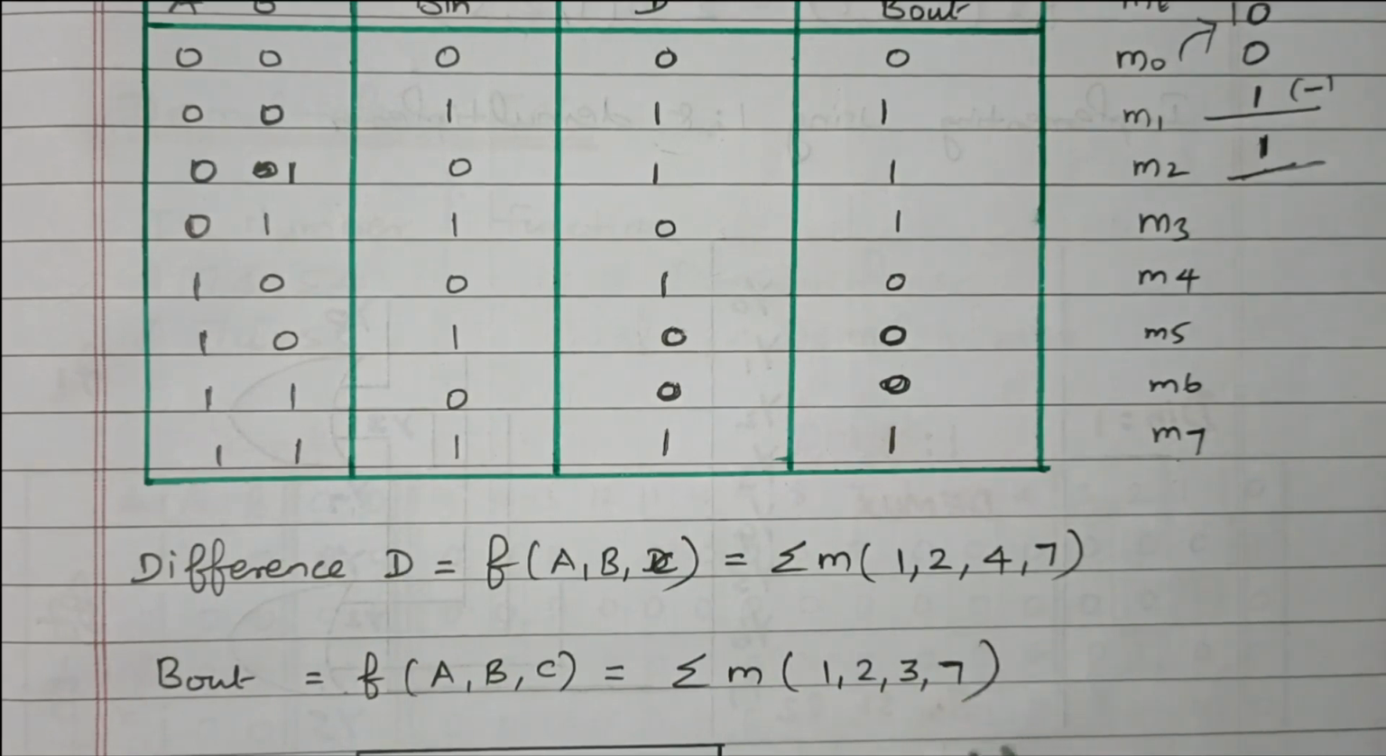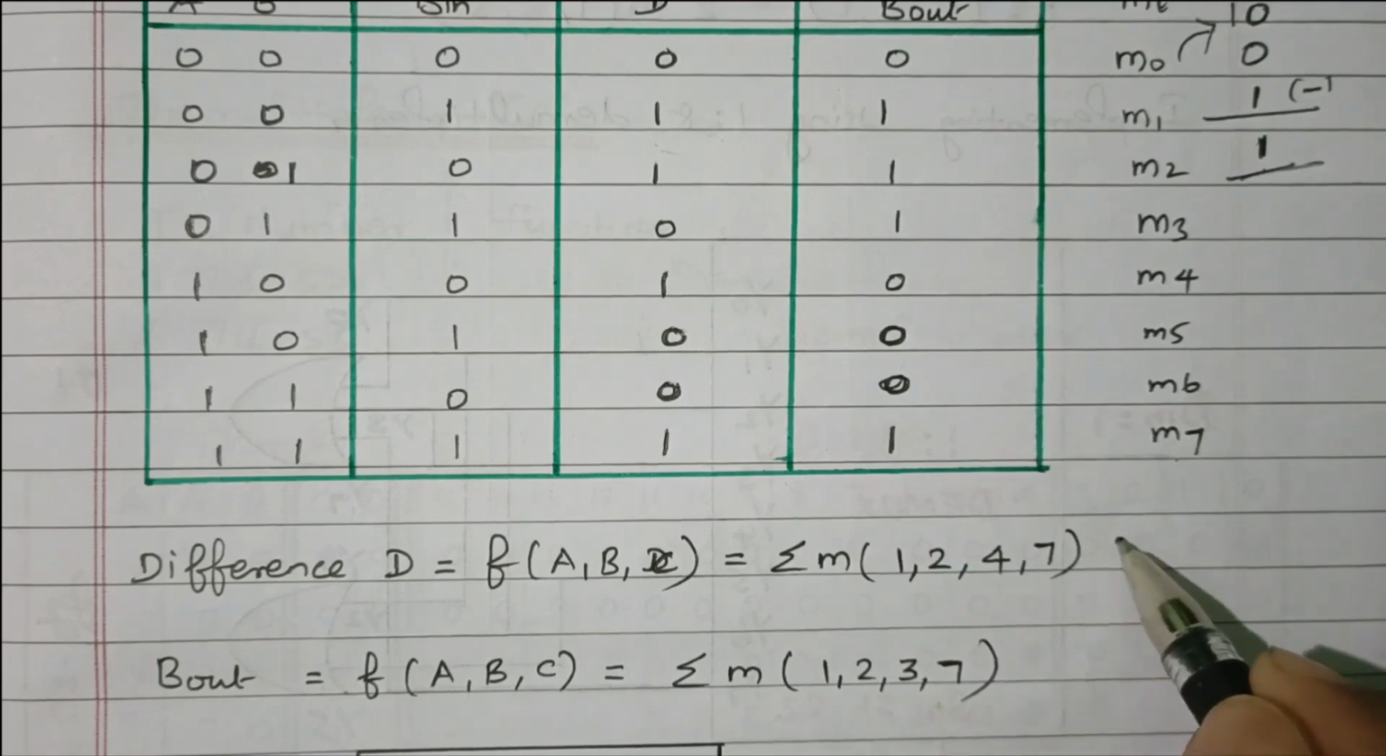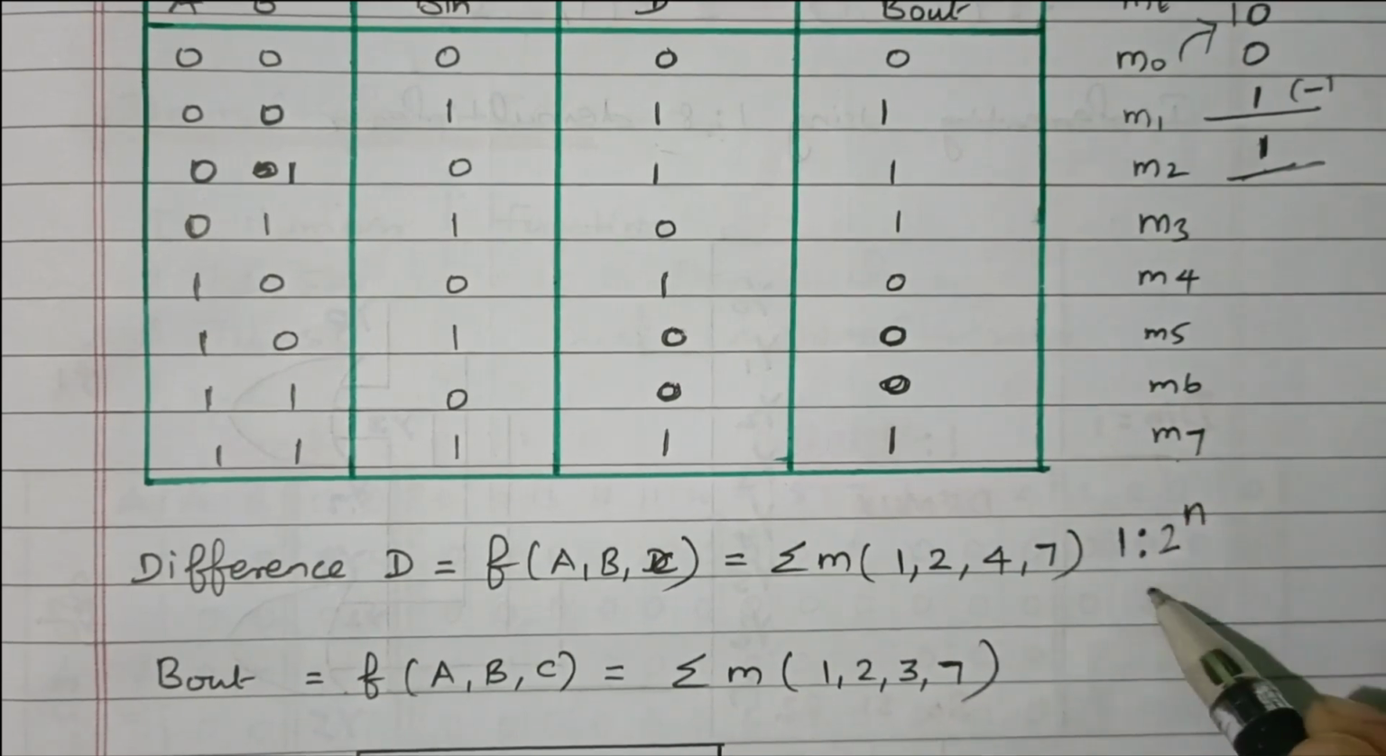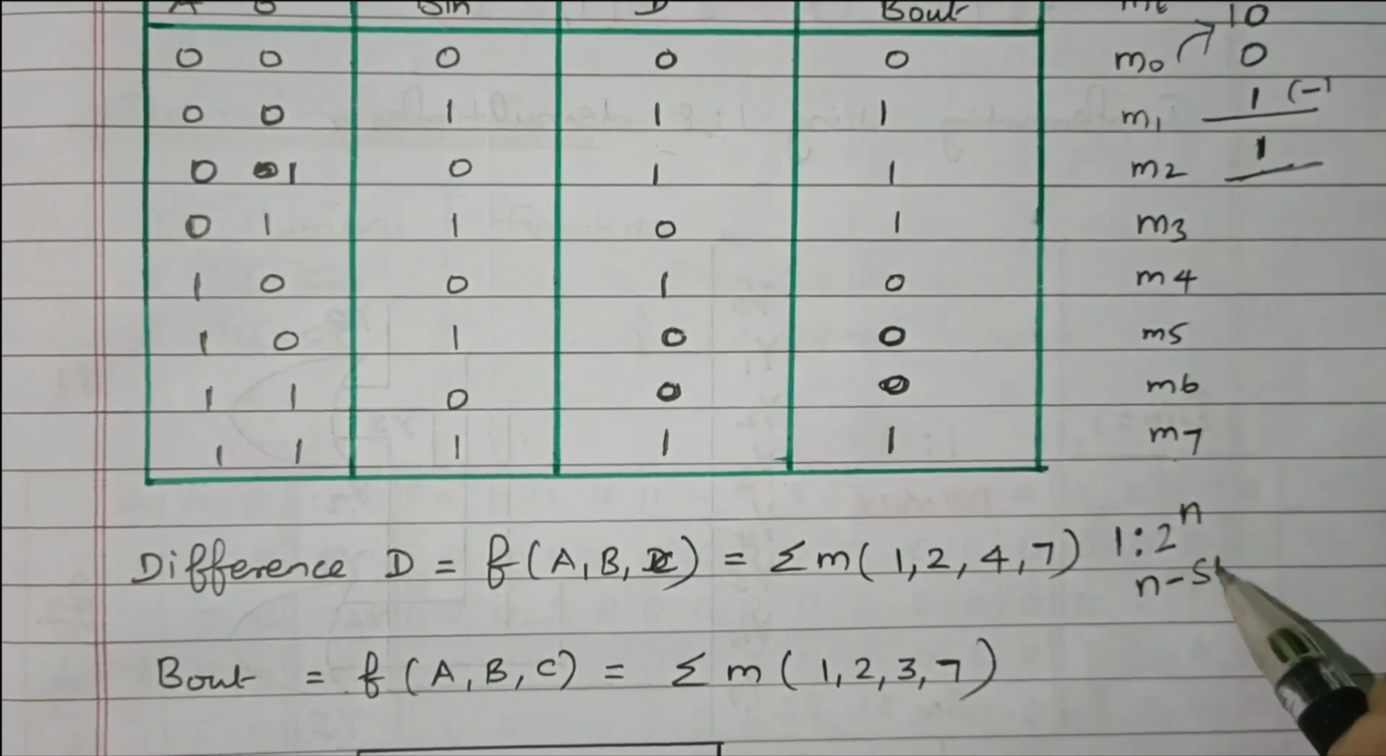Right. Now we need to go for the demultiplexer. We need to implement this with the demultiplexer. We know that a demultiplexer has 1 input, 2 to the power n outputs and n selection lines.